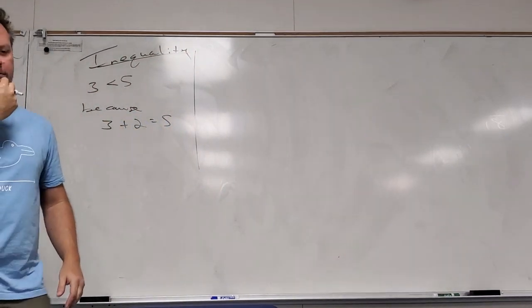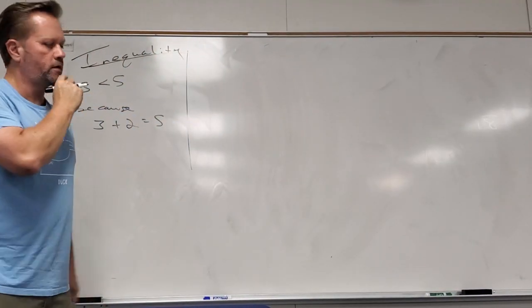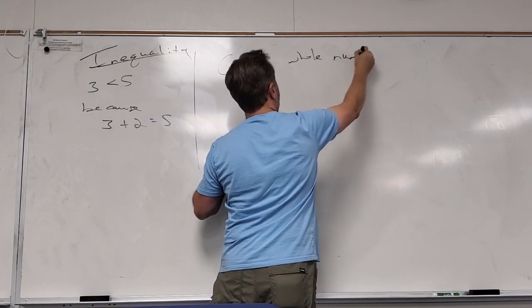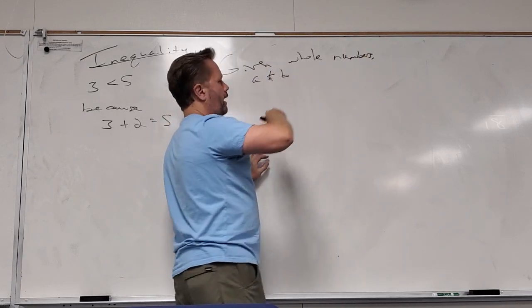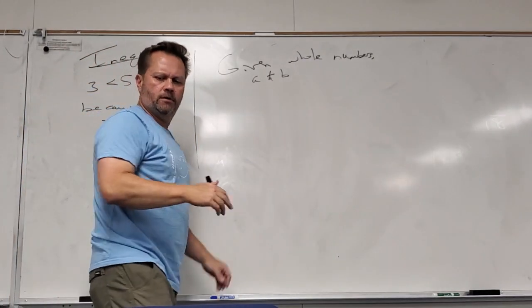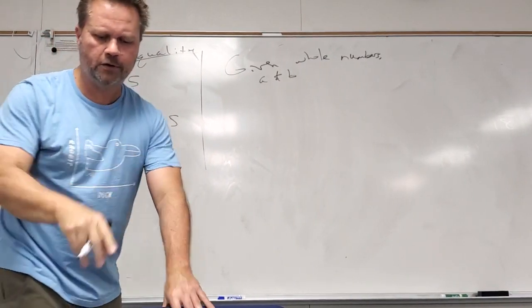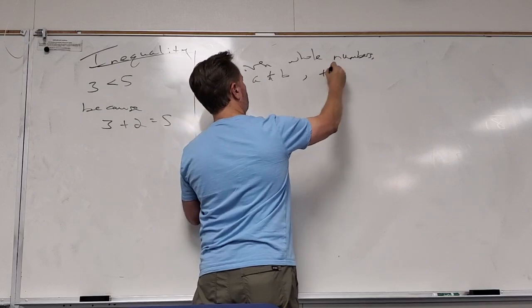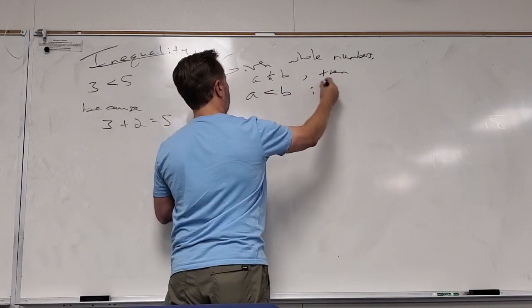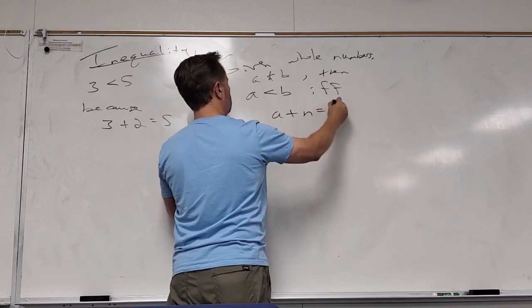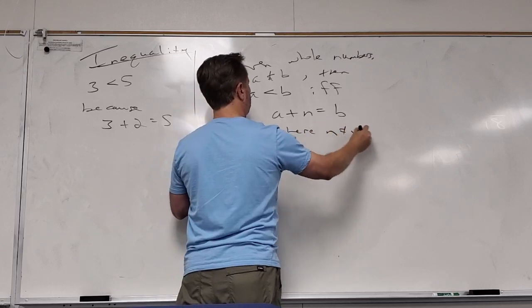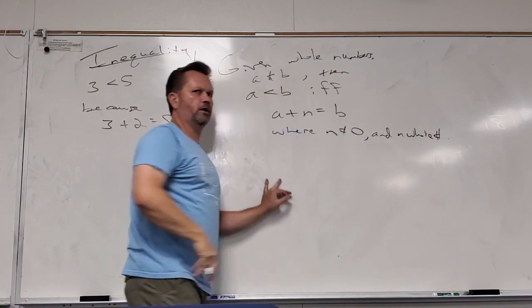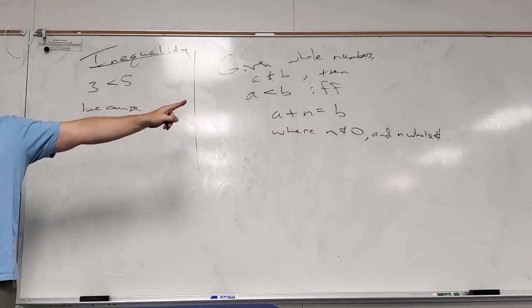Now we gotta get more formal. If I'm given whole numbers A and B, then A is less than B if and only if A plus N equals B, where N is not equal to 0 and N is a whole number. So just basically N greater than 0. It's basically what we just said over here, just more generally, right?